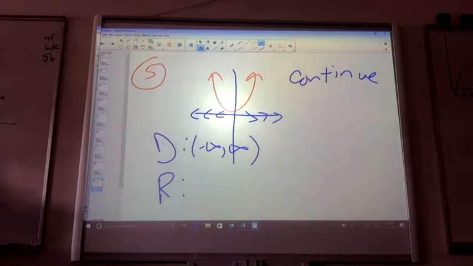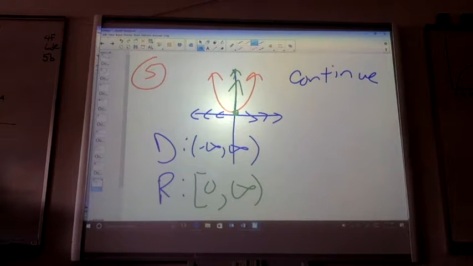The range, though, is the y component, is it not? Where does the y pick up? I will tell you the y goes to infinity. So we look at the y component. At 0, from right here on up, it's going to infinity. Why would it be a square bracket? Square bracket because it's kissing the graph at 0 and the y value of 0. Okay?